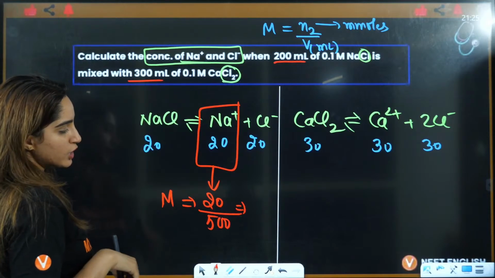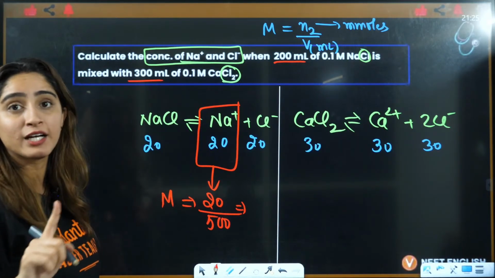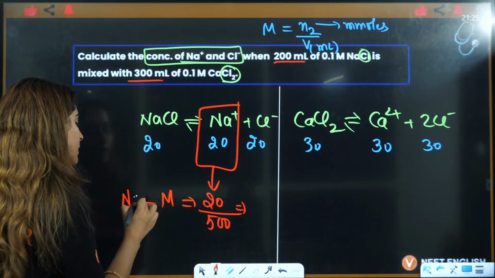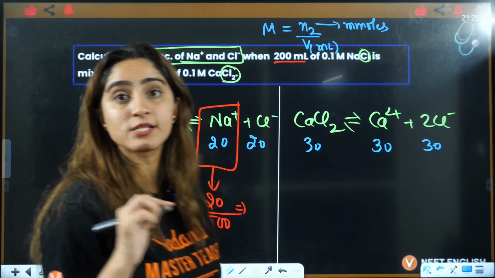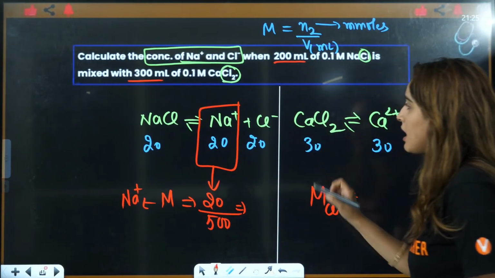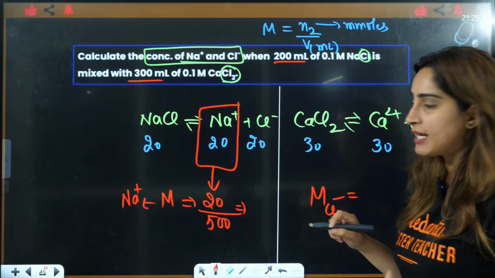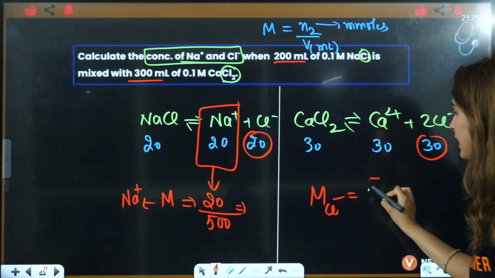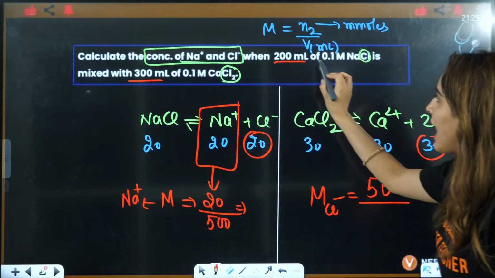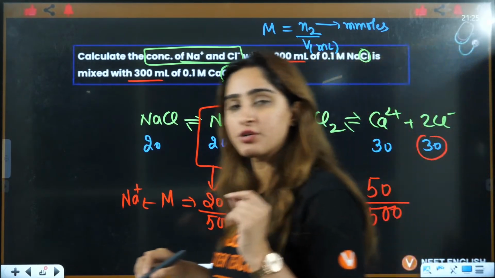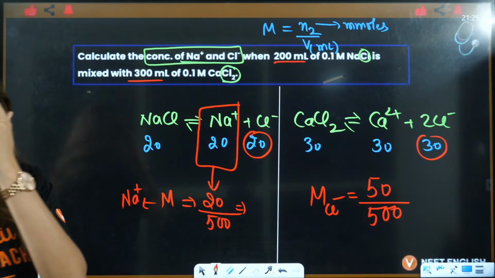Millimoles of Na are 20. This is going to be the molarity of Na positive, right? Can you tell me what is the molarity of Cl negative? How many millimoles of Cl negative do you have? 20 plus 30, that is 50 millimoles you have. And the volume is 500, that is going to be the concentration of Cl negative here, right?